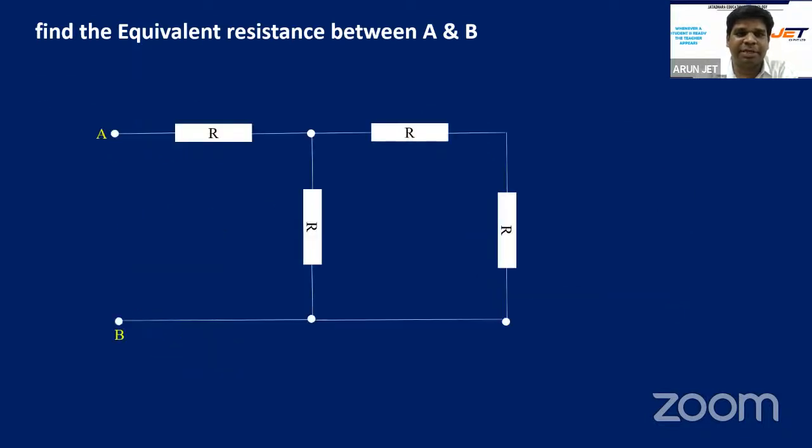Let's look at this resistor network, students. Now I've got a network of resistors like this: R, R, R, and R. I have to find out the equivalent resistance between A and B. How do I do this? The first line of thought whenever you see a network is to spot series and parallel.